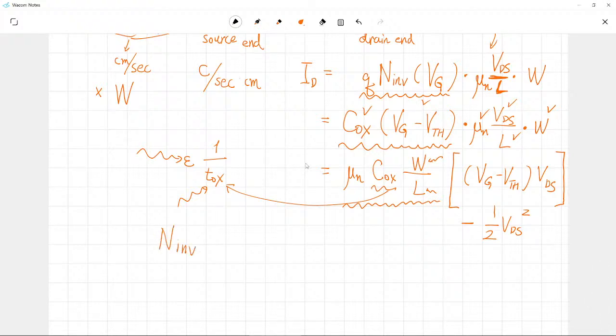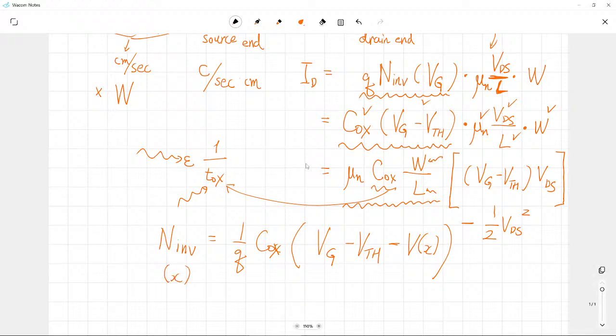Inversion charge is no longer a function of gate voltage only, but you have to introduce this one, Cox and Vg minus Vth. If we stop here, nothing will change, but we have to introduce another potential at a certain position. So at a certain position inside the channel, we will consider the potential applied, not applied actually, but built at that certain position x.